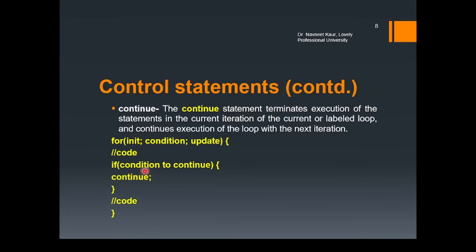So you can put a condition here and it will skip the value 5 and hence will continue from the 6th value. So it will print 1, 2, 3, 4, 6, 7, 8, 9, 10. 5 will be skipped. So this is just an example. So let's perform this example.